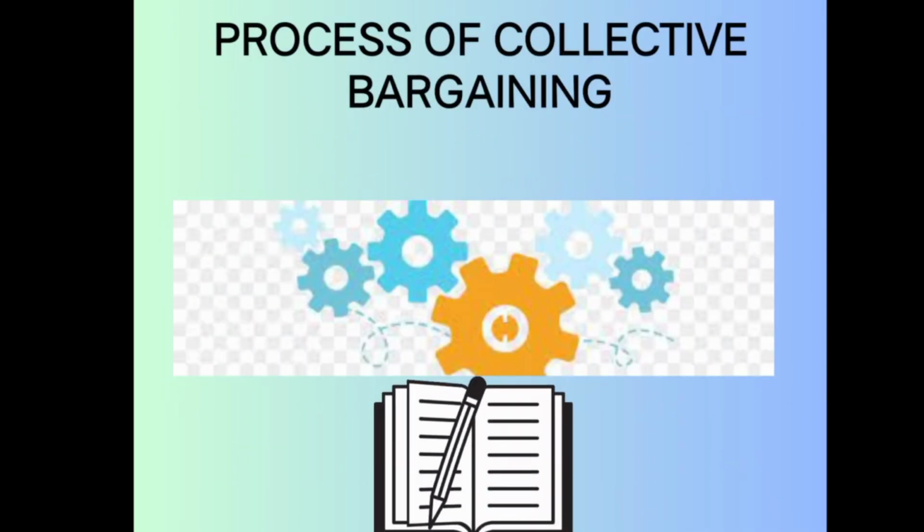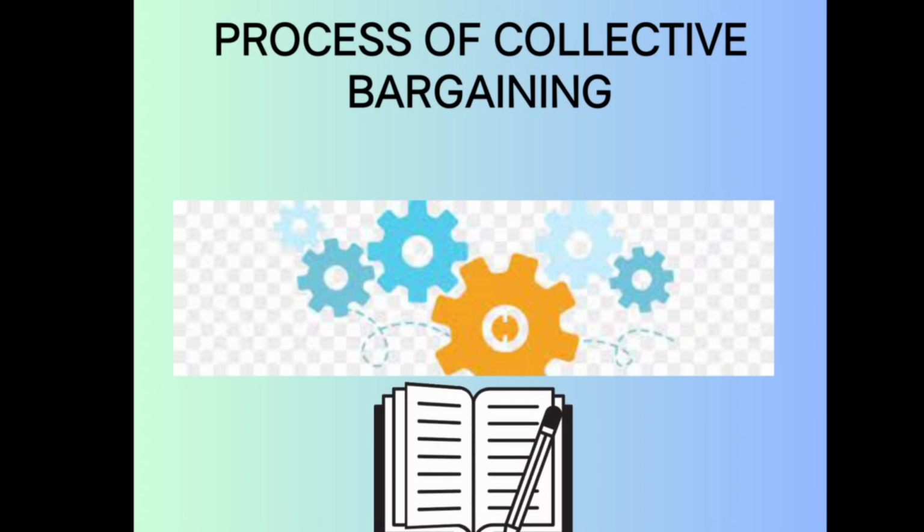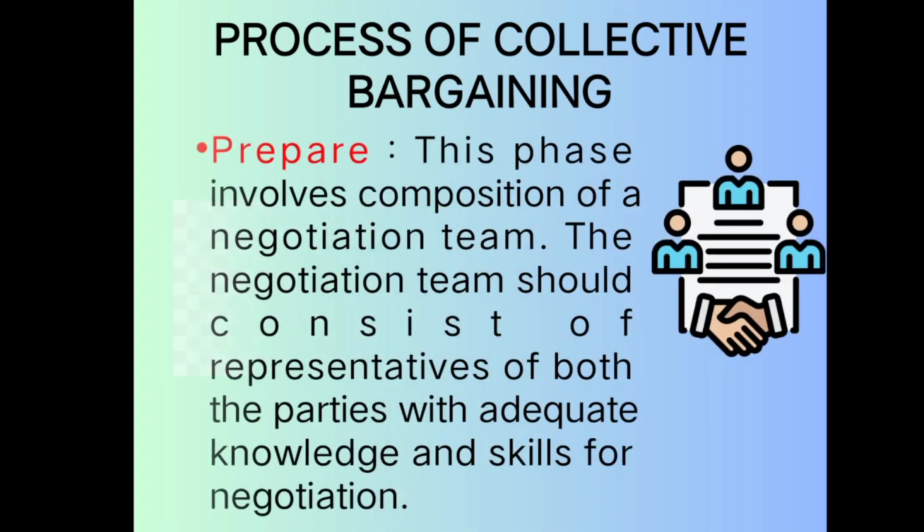So next is the process of collective bargaining. What is meant by the process of collective bargaining? We will see one by one in detail. So the first one is prepare. This phase involves composition of a negotiation team. The negotiation team should consist of a representative of both the parties with adequate knowledge and skills for negotiation.